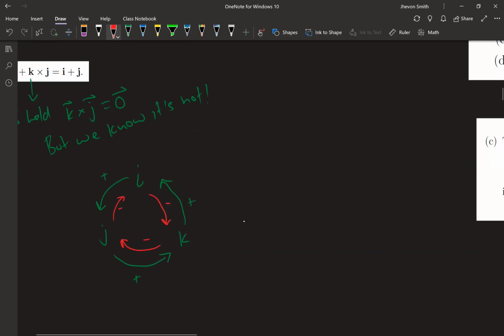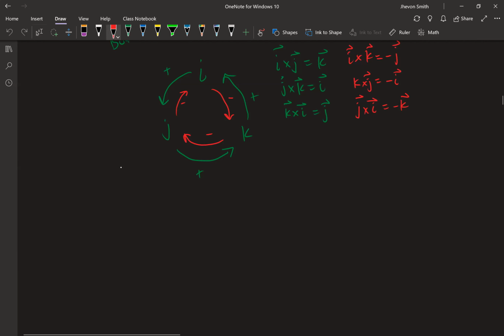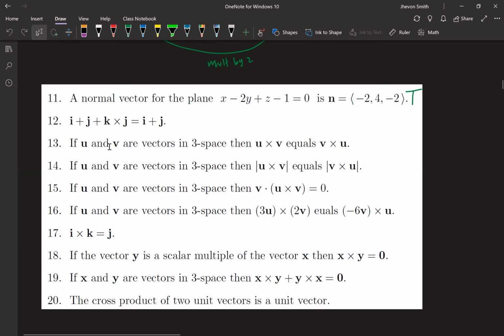So basically from this chart, you would remember that I cross J gives you K. J cross K gives you I. And K cross I gives you J, etc. To go with the negative versions, I cross K would give you minus J. K cross J would give you minus I. And of course, J cross I would give you minus K. All right, so we know those won't be 0. Another thing you should remember, well, we'll deal with those later, I think. So yes, this is false.